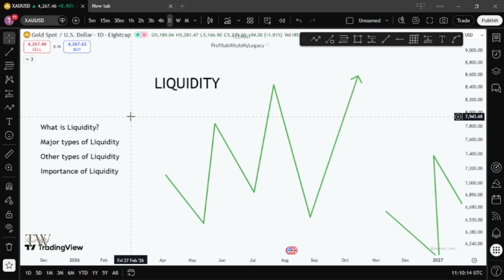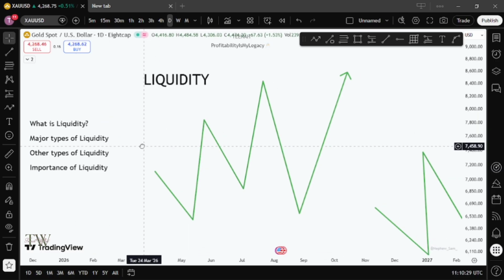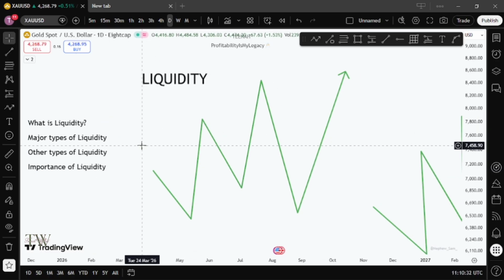The first other type of liquidity we have here is the buy side liquidity. The buy side liquidity is a liquidity that is found above previous highs. It consists of buy stop orders and stop losses of traders who are selling. So for instance, what that implies is that it consists of buy stop orders. What is a buy stop order?